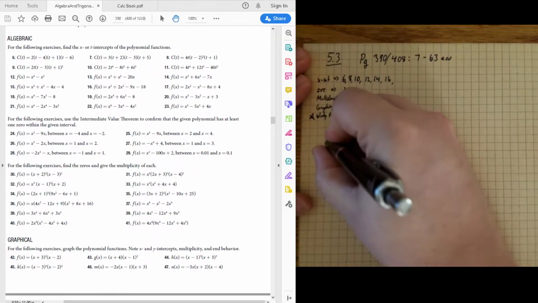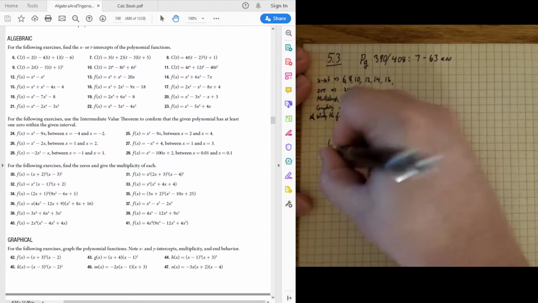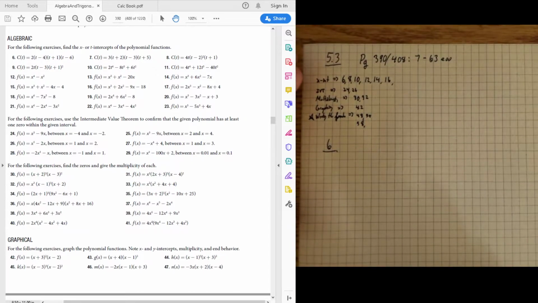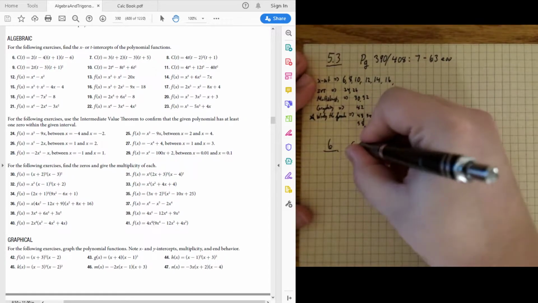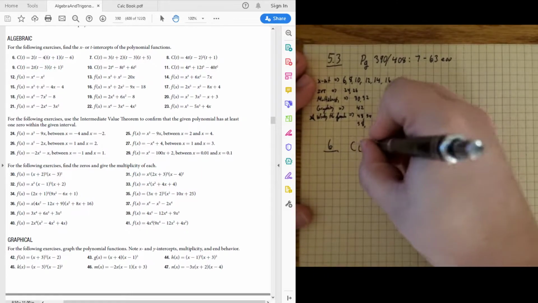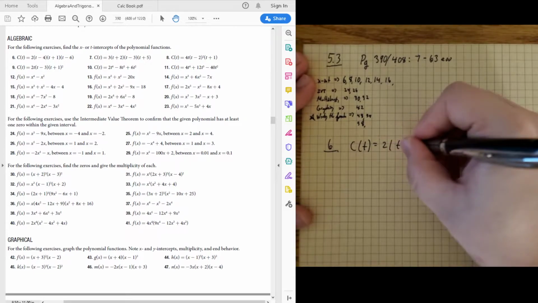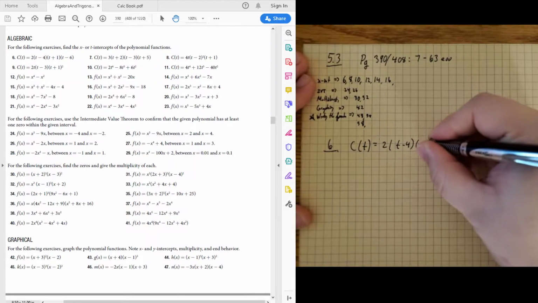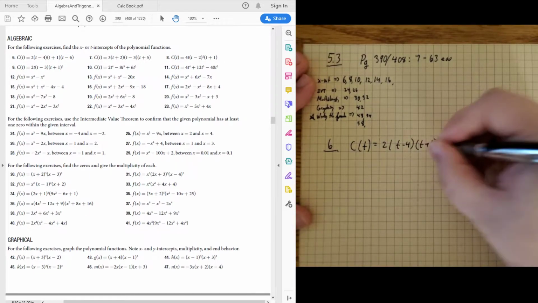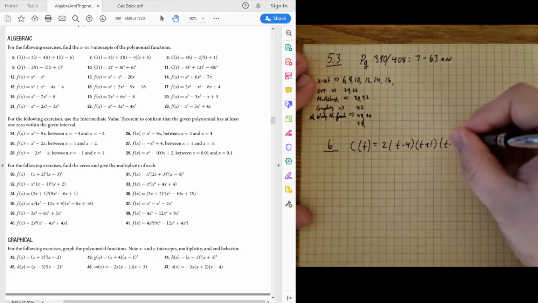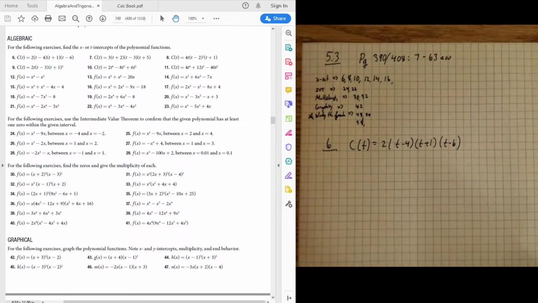Let's start by looking at some evens, including specifically number 6. So I have my homework up here. It says we have c of t equals 2, t minus 4, t plus 1, and t minus 6.